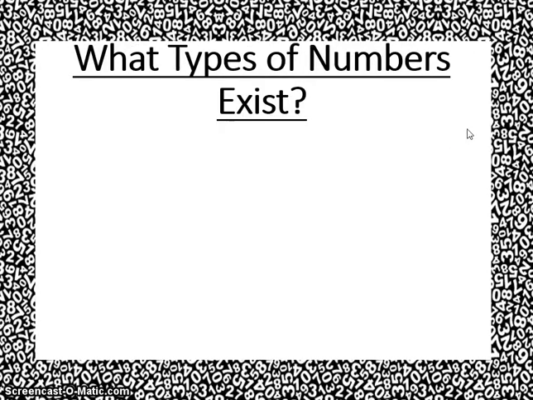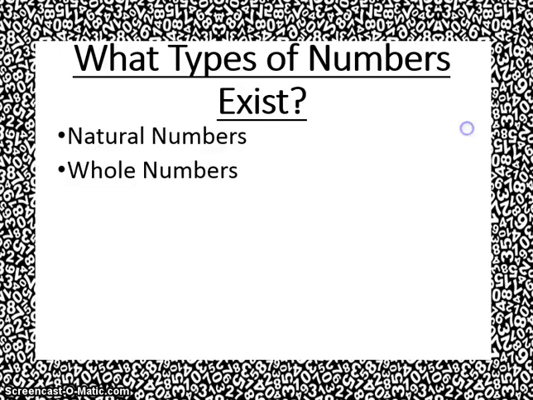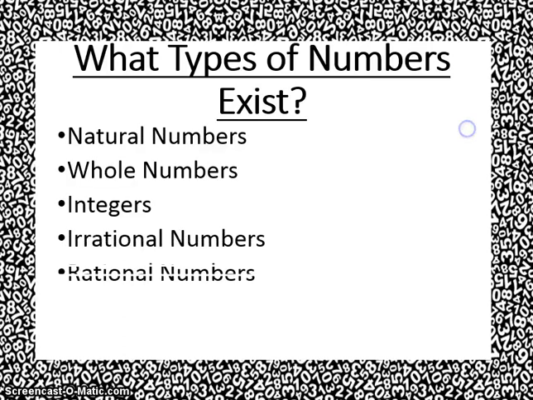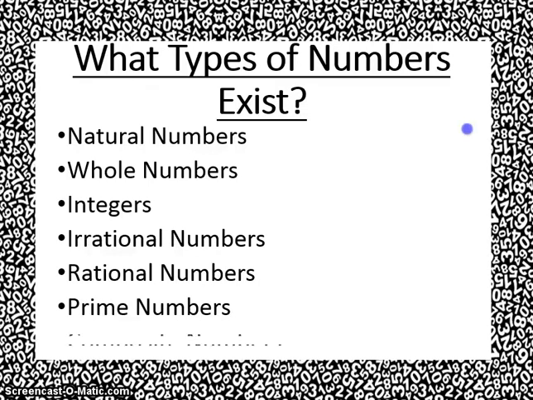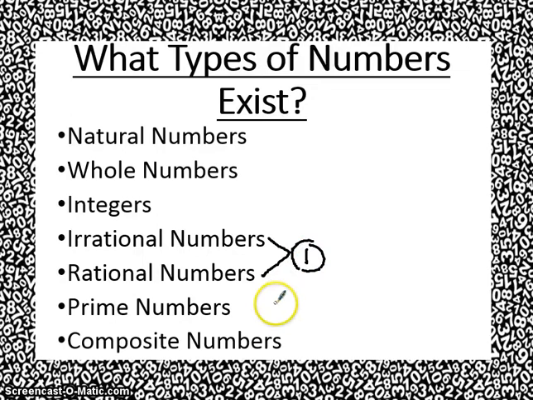All of those numbers that we just talked about fit within 7 types of numbers: natural numbers, whole numbers, integers, irrational numbers, rational numbers, prime numbers, and composite numbers. There are 2 pairs that I would like to point out to you, and that is the pair rational and irrational numbers. Every number is one of these. You can only be one of those 2. And prime and composite numbers are opposites of each other as well, and you can only be one of these 2. So if you're a prime number, you cannot be a composite number, and vice versa.